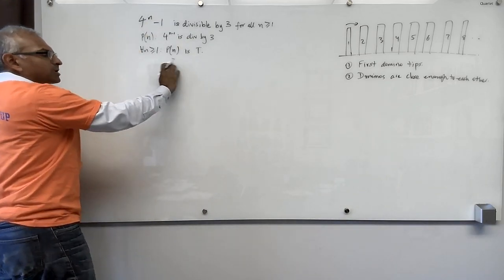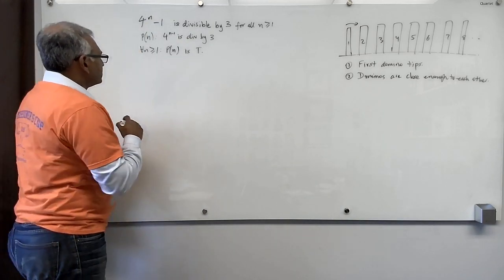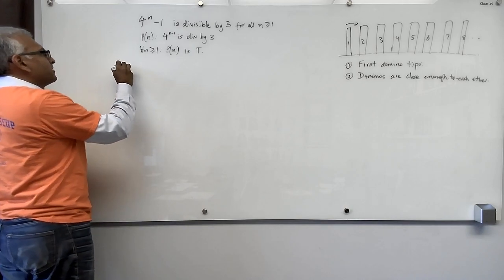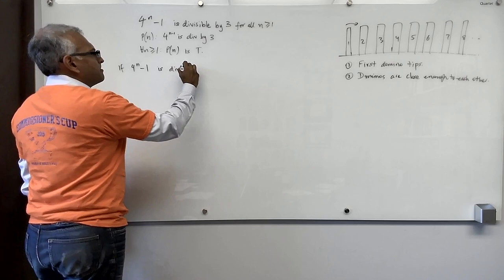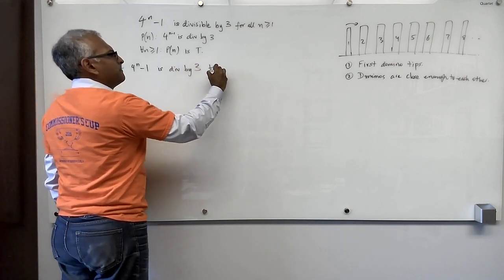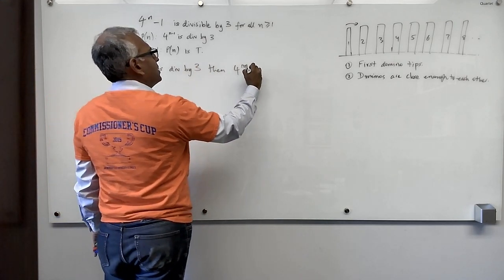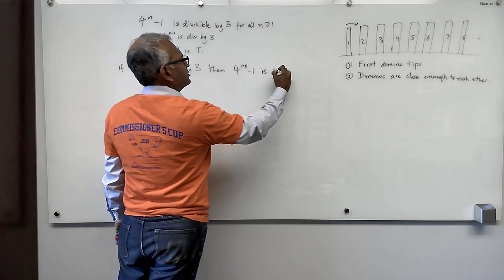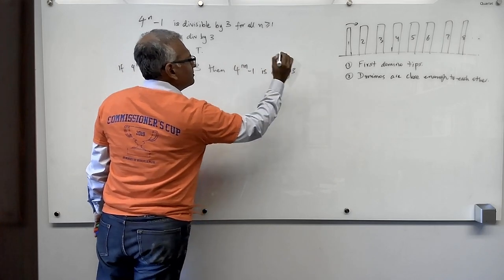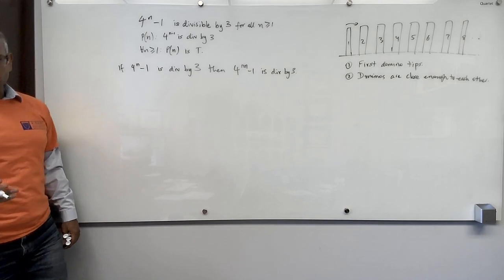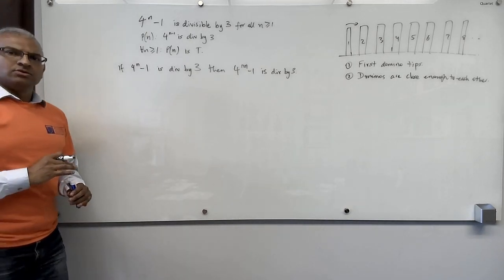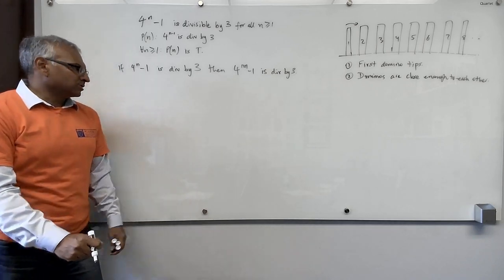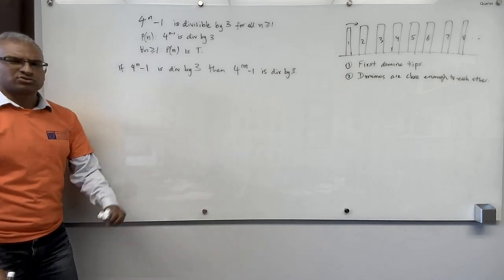So, last lecture, you should have proved the following claim: if 4^n - 1 is divisible by 3, then 4^(n+1) - 1 is divisible by 3. Now, if you didn't prove this, don't worry. We'll quickly prove this later on. But hopefully, you exercised your strength in your muscles in direct proof and actually proved this.